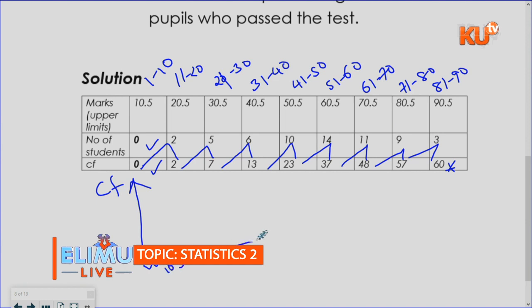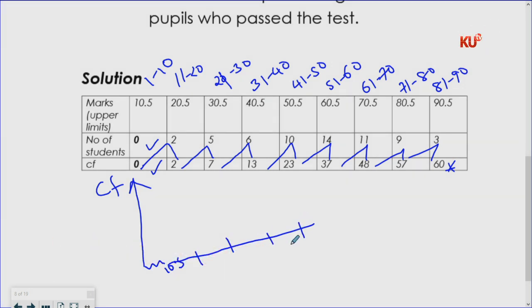Then draw like that, and you'll have 10.5 like that. On a graph paper, you know it as a scale. Then you choose an appropriate scale. Looking at the CF, it is 0 up to 60. So you are supposed to choose wisely depending on the space you have. You can say if this is 0, the next one is 5, the next is 10, like that, up to 60. Or you can say 10, 20, depending on the space you are given.